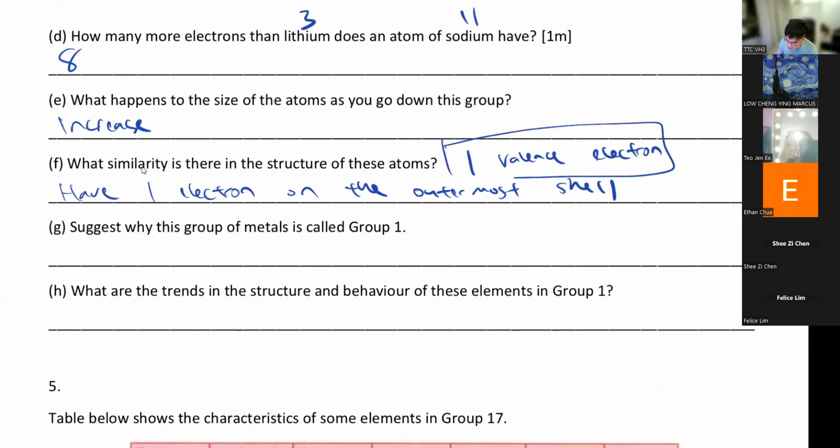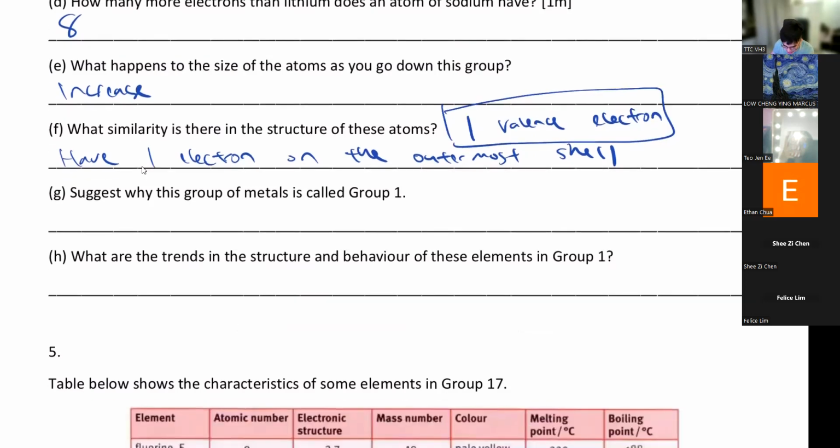Okay, learn this word. Learn this word. It helps you a lot in year 10 next year. So, suggest why this group of metals is called group 1. It's the same explanation: it has 1 valence electron. All of them have 1, that's why it's group 1. All of the group 18 ones have 8.